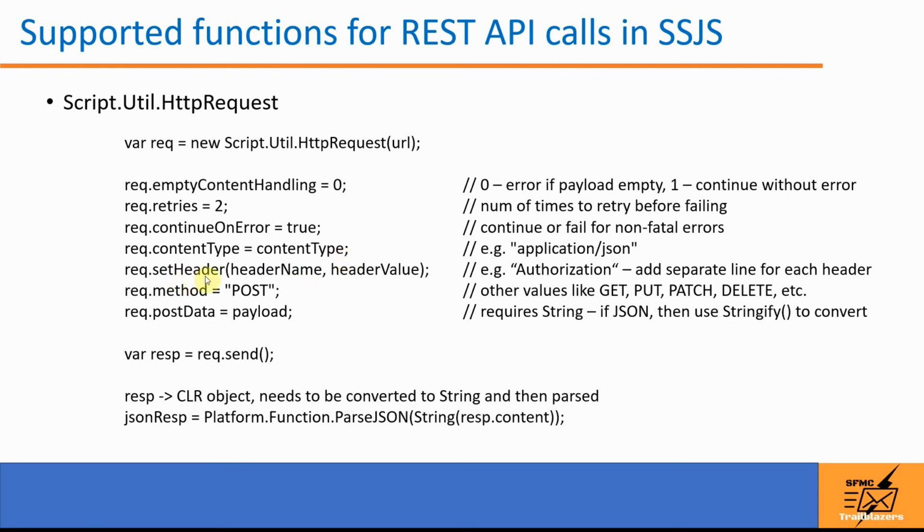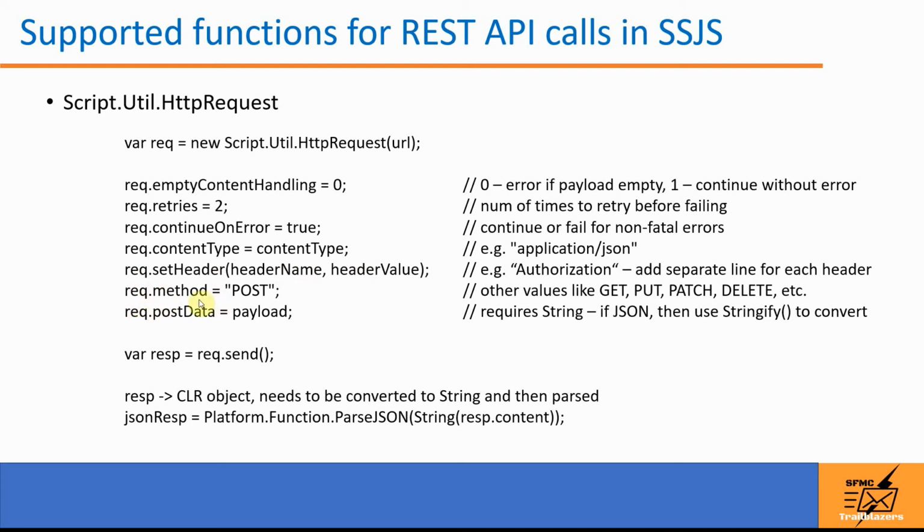So earlier also we saw that header we usually used to pass as the parameters. So here we have to use the function called setHeader. Okay, and then you have to have a separate line for every header that you want to set. So let's say I want to set authorization, then I have to write a line for request.setHeader with that authorization and its value. And then any other additional headers I need to declare separately in separate lines.